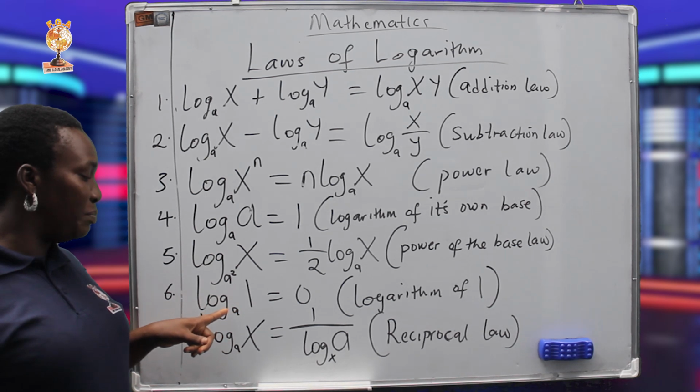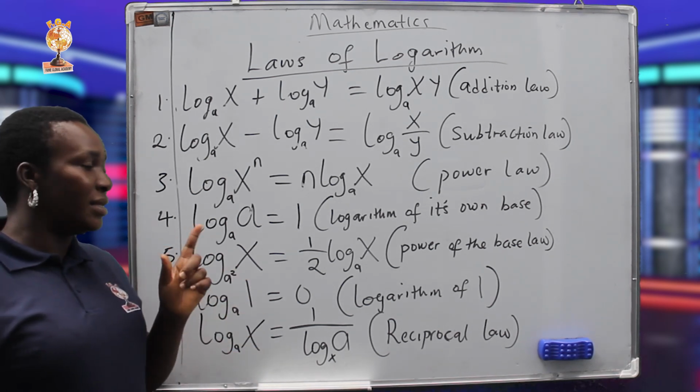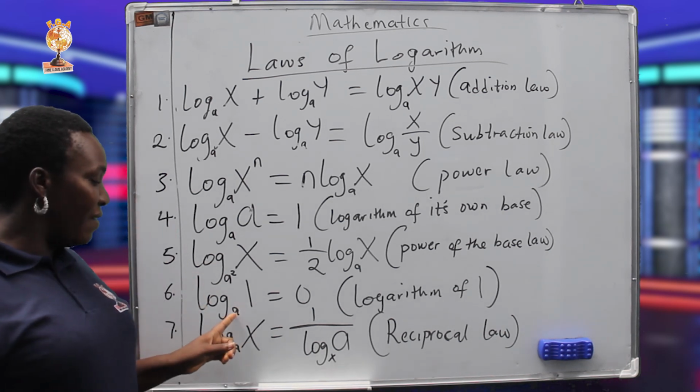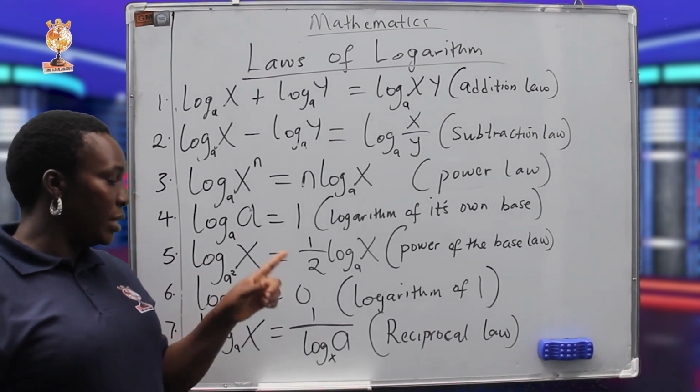Log 1 base b is 0. Log 1 base 10 is 0. So provided it is log 1, whatever the base is, your answer is always 0.